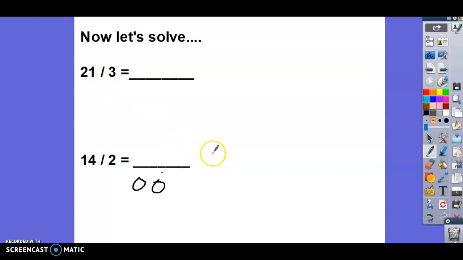Putting 2 squares in a group. So you have groups of 2. I did not know how many groups I would have. River, what's 14 divided by 2? 14 divided by 2 is 7. Good. So my answer is 7. Awesome job. Okay?